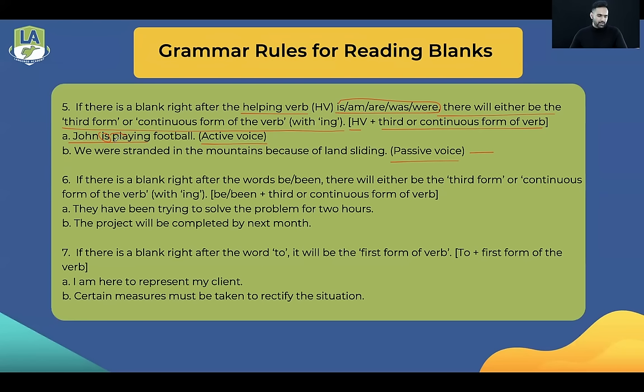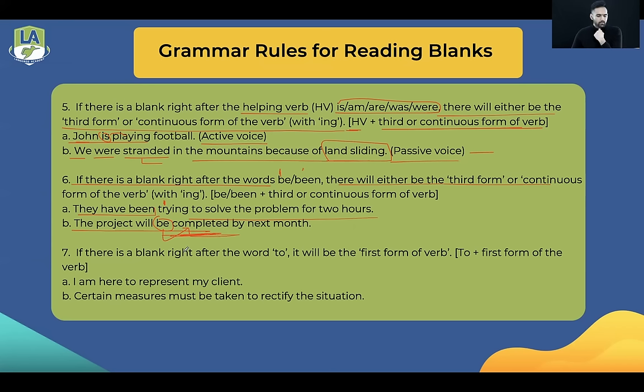Passive and active, what's the difference? In active, you have the person first. In passive, you have the object first and then the subject afterwards. We were not stranded in the mountains because of the landslide. So helping verb, after that you'll use the third or continuous form of the verb. If there's a blank right after the words be or been, there will again be the third form or continuous form of the verb. They have been trying to solve, ing form. You'll never say they have been tried to solve. They have been trying to solve the problem for 2 hours. The project will be completed, will be, not complete, will be completed by next month.